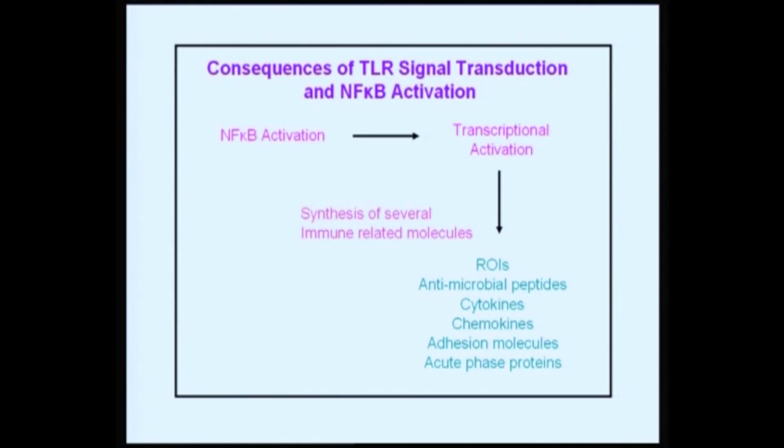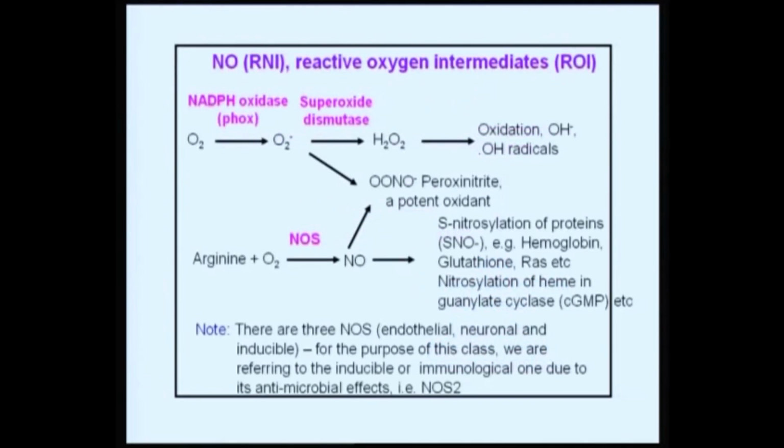This is just a partial list, but NF-kappa B is a super transcription factor. It turns on several different molecules. One of the ones that was shown over there was the induction of reactive oxygen species, and what I will do here is discuss the importance of reactive oxygen and nitrogen species in innate immunity.